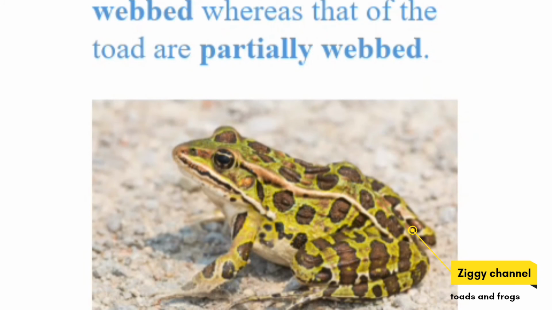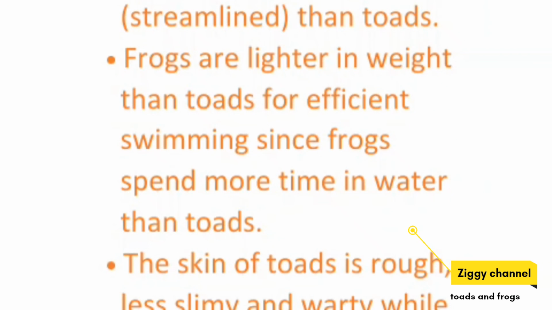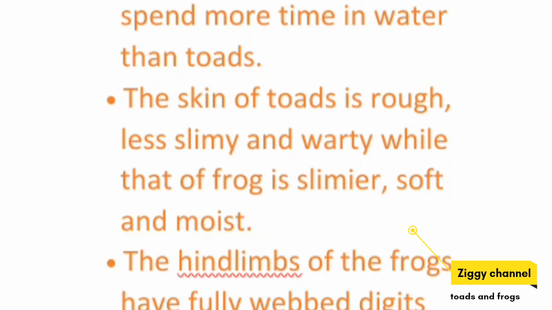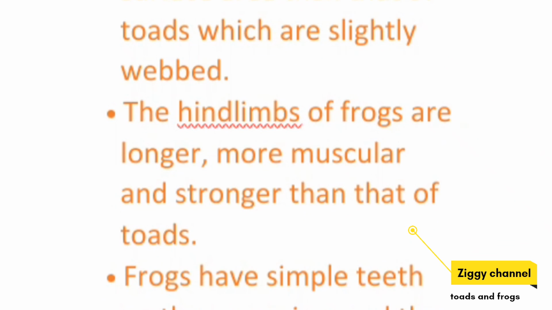Differences between toads and frogs. Frogs are more pointed and narrower at both ends, streamlined, than toads. Frogs are lighter in weight than toads for efficient swimming, since frogs spend more time in water than toads. The skin of toads is rough, less slimy and warty, while that of frogs is slimier, soft and moist. The hindlimbs of frogs have fully webbed digits, hence provide a larger surface area than those of toads, which are slightly webbed. The hindlimbs of frogs are longer, more muscular and stronger than those of toads.